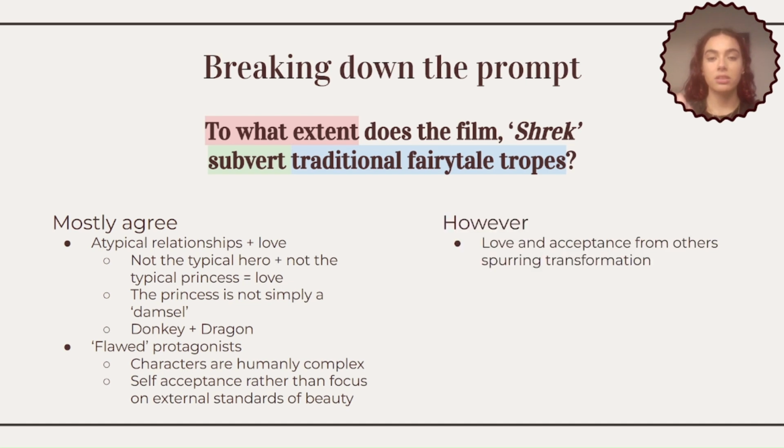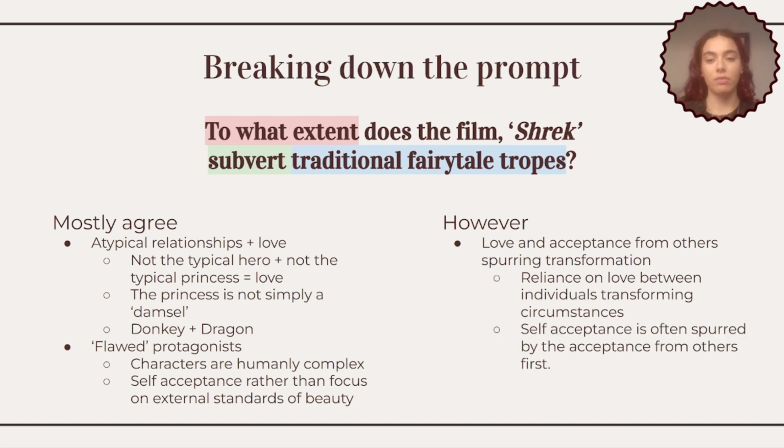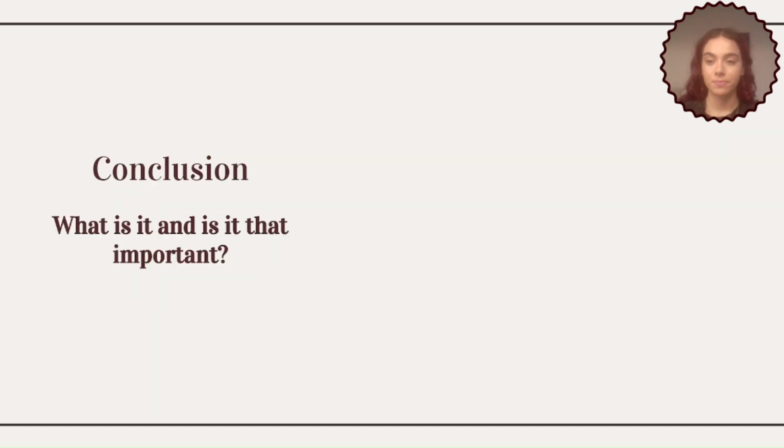However, love and acceptance from others spurring transformation, reliance on love between individuals transforming circumstances, and it's often that self-acceptance comes from others' acceptance first. So those 3 dot points that we're seeing here, this would form one paragraph, another paragraph, another paragraph, right? That process becomes easier and easier with time and practice. The first time I would have done this when I was back in high school, it was not this easy. It's been with time and really understanding and knowing a text and knowing the little hints of what's going on in the prompt. That comes with practice, basically.